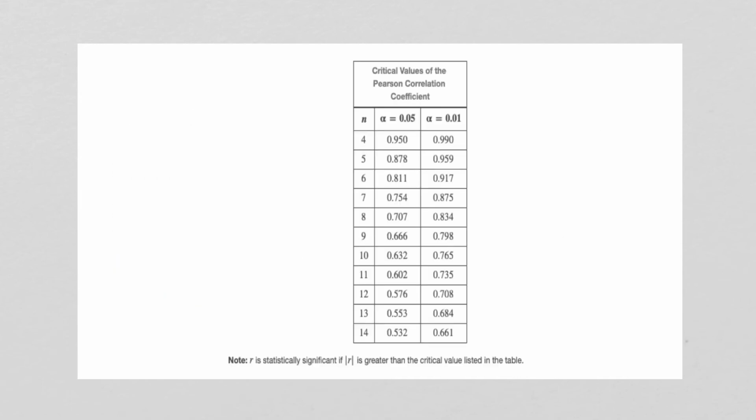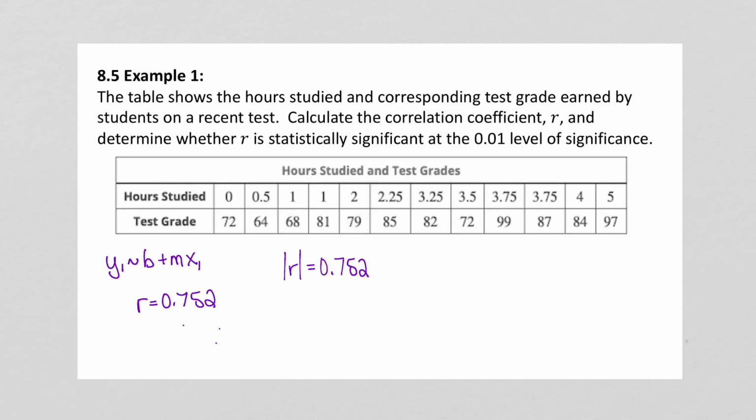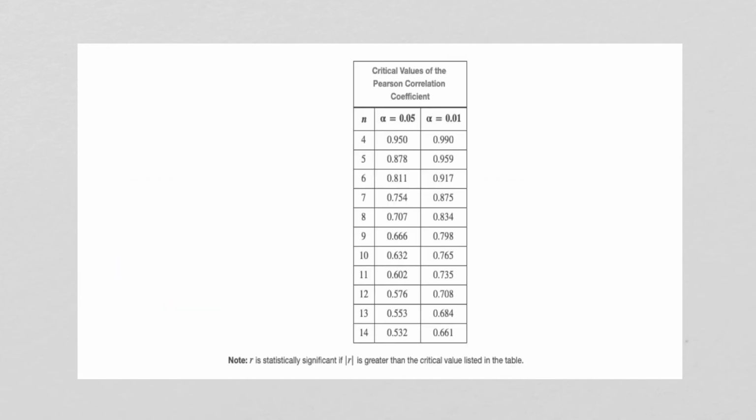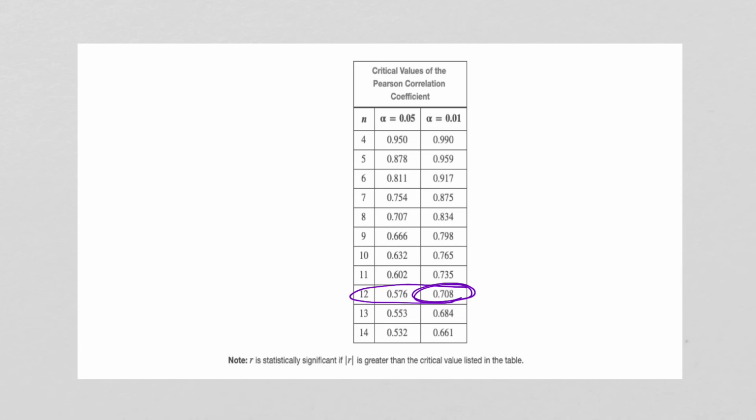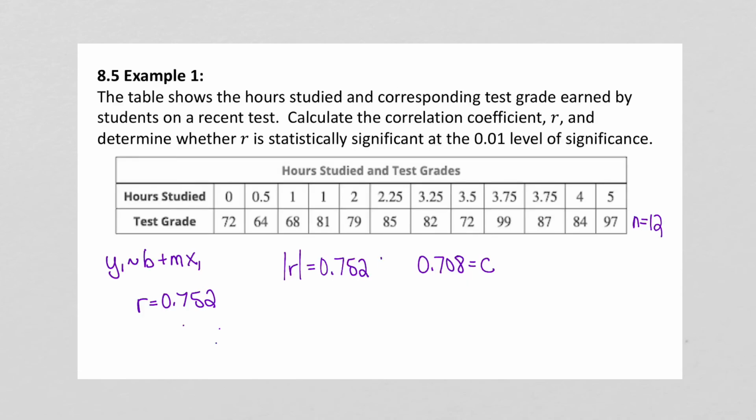So here that is. So at 0.01, let's see, what is n? There's 12 of these. So n is 12. So 0.01 at 12 is 0.708. And notice how it says here R is statistically significant if the absolute value of R is greater than the critical value. And yes, in this case, it is greater than. So yes, we are statistically significant.